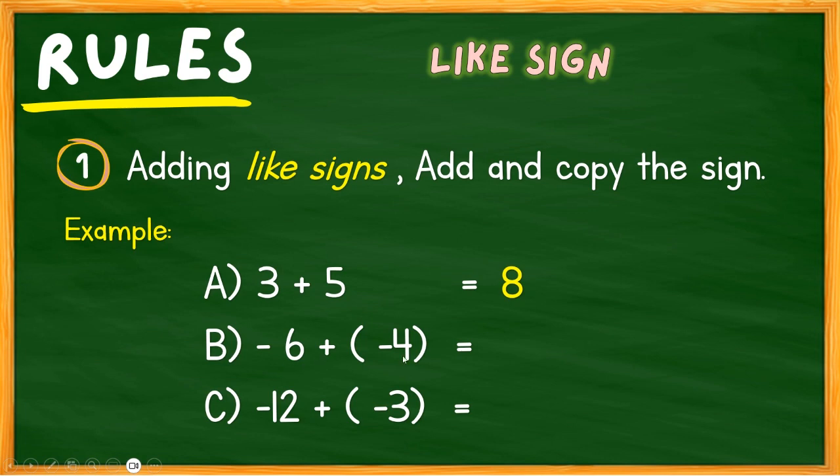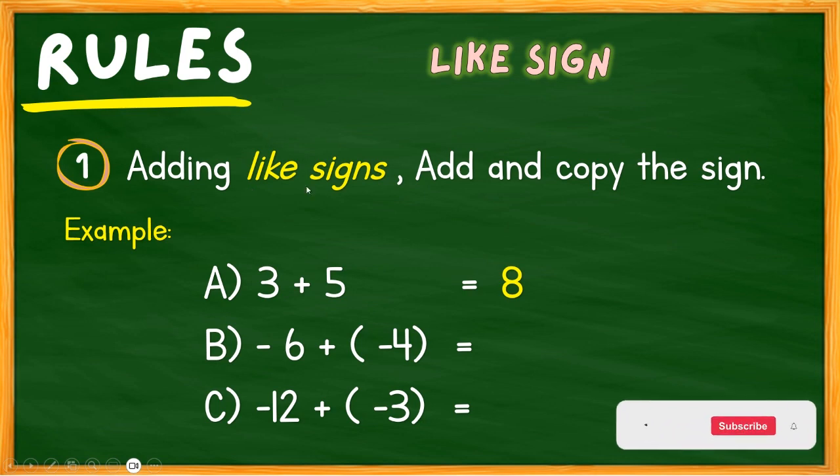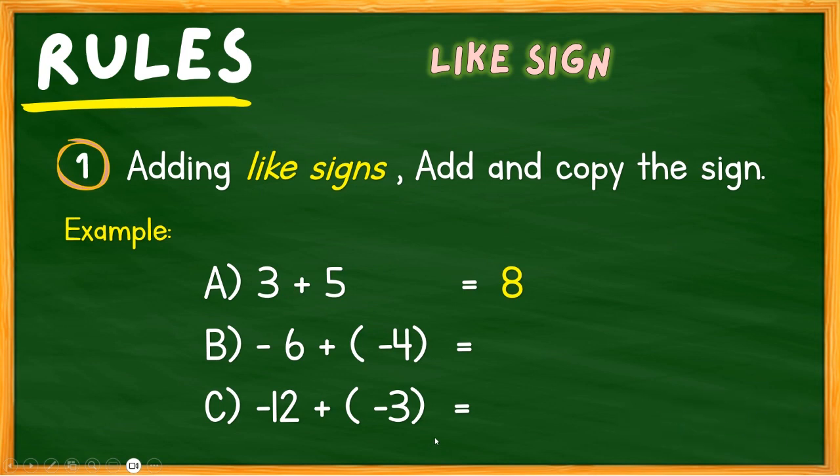Letter B, negative 6 plus negative 4. As you can see, the first number is negative and then the second number is negative also. Therefore, they are like sign. First, you're going to add 6 plus 4. The answer must be 10, correct. And then copy the sign. The sign is negative, therefore the answer is negative 10.